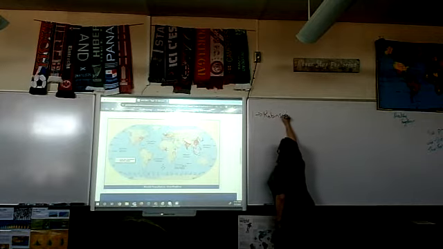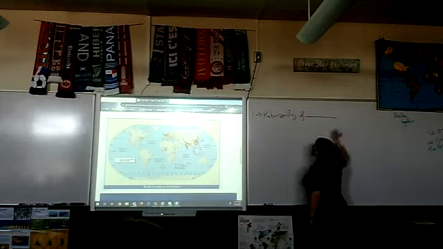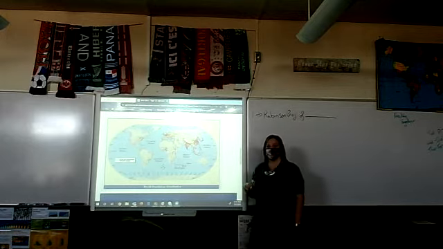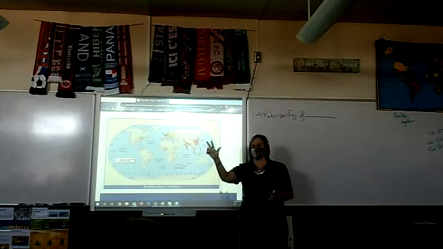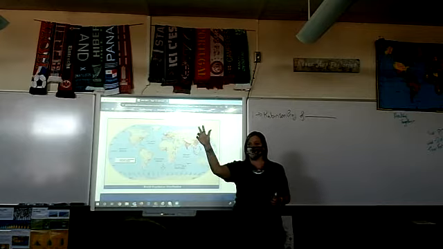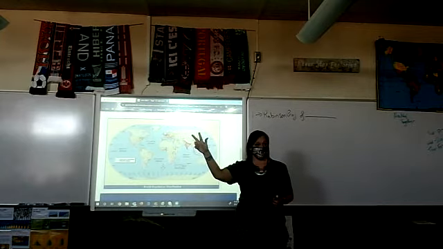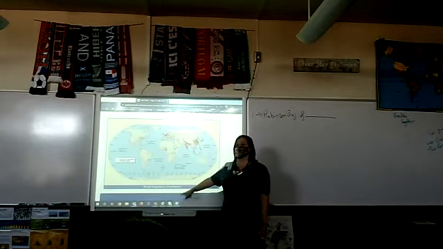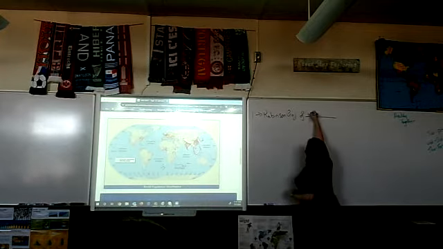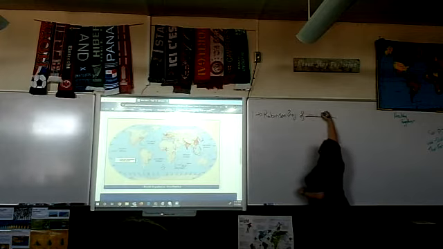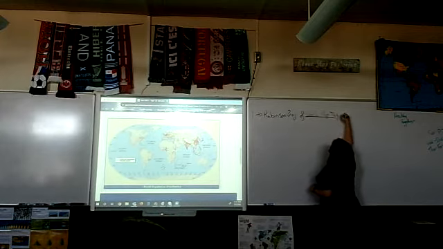So this is a Robinson projection of, what is it of? Be more exact. Remember, there are 3 kinds of maps: physical, political, and thematic. Thematic is everything else, right? If it's a thematic map, what do you have to do? You read the title, and then you know what it's of. So what is this map of? World population distribution.